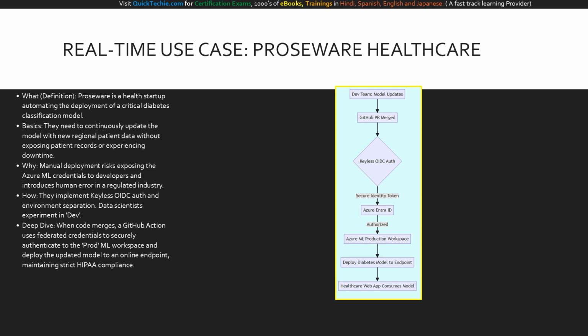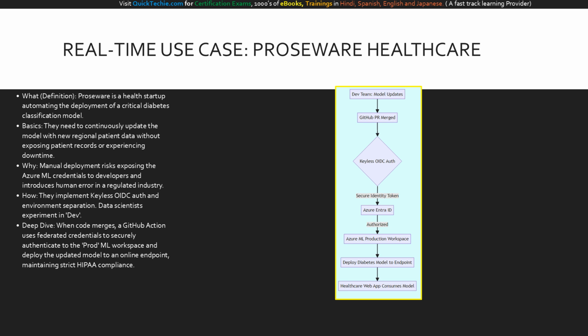By implementing our secure architecture, data scientists safely experiment in an isolated dev environment. When they open a pull request for the final model, they merge it into the main branch. This triggers a GitHub action that uses keyless federated authentication to securely access the prod Azure ML workspace. It deploys the model to a secure online endpoint seamlessly, with zero credentials stored in code, zero human touch on production servers, and complete auditability.